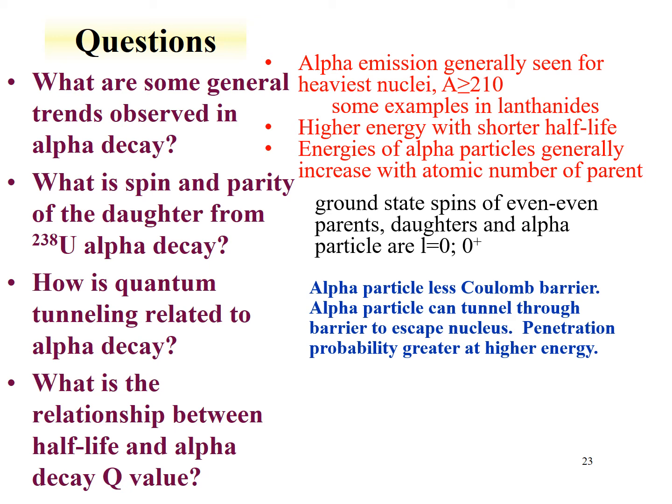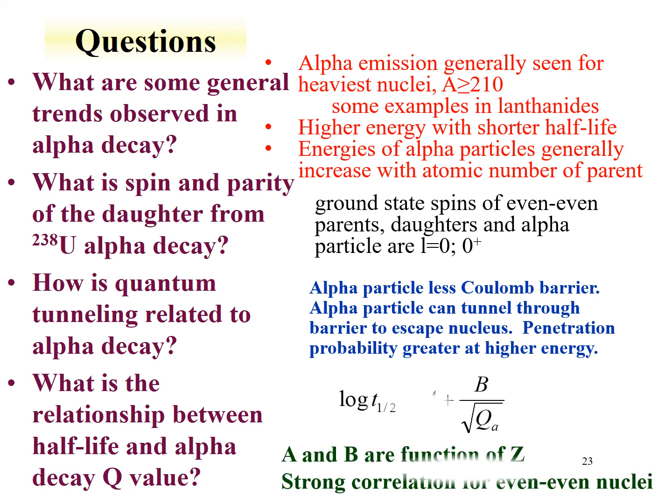So what's the relationship between half-life and alpha decay Q value? Well, there's actually an equation that we talked about where the log of the half-life is equal to a constant A plus B divided by the square root of the Q value for the alpha decay. A and B are functions of Z, so a function of proton number, and there's strong correlation for even nuclei.